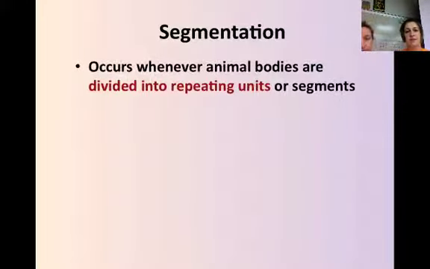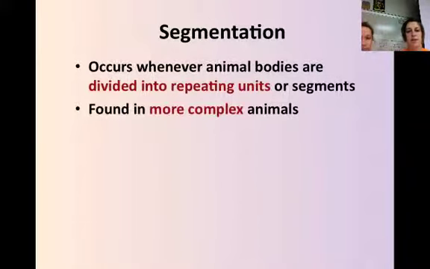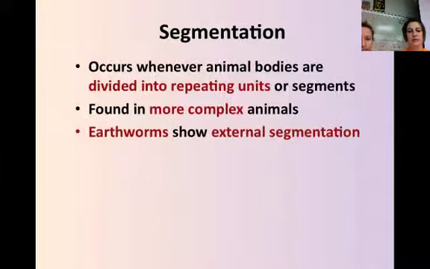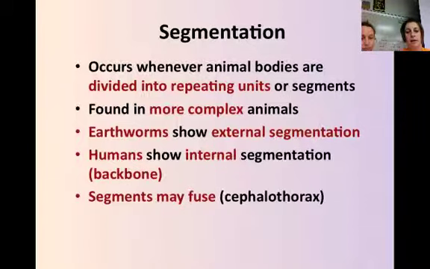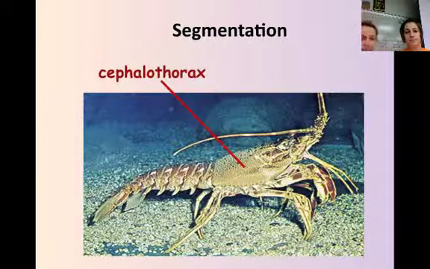Okay, moving on to segmentation. This occurs whenever animal bodies are divided into repeating units or segments. So these are found in more complex animals. Earthworms show external segmentation. Humans show internal segmentation, such as our backbone. Segments may fuse. This is called cephalothorax. You can see an example of cephalothorax here in this lobster. Its main body cavity here is an example.